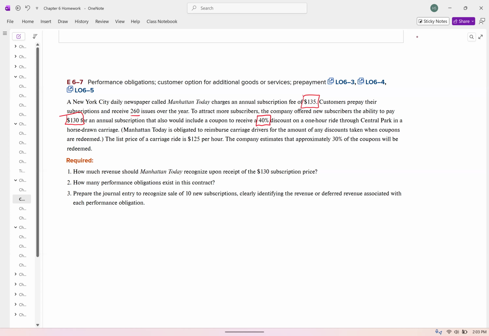Okay. And the list price of the carriage ride is $125 an hour. Okay. The company estimates 30% of the coupons will be redeemed.